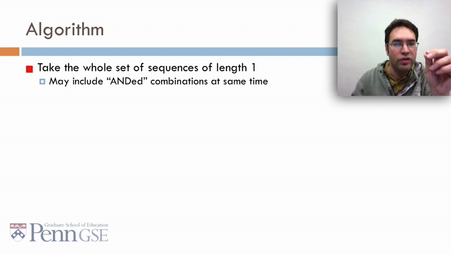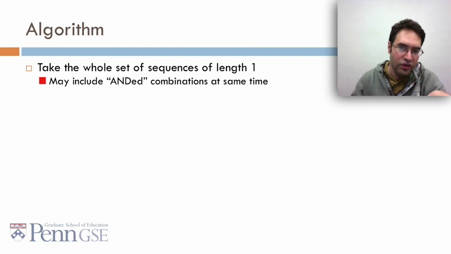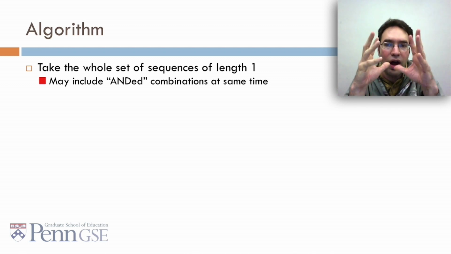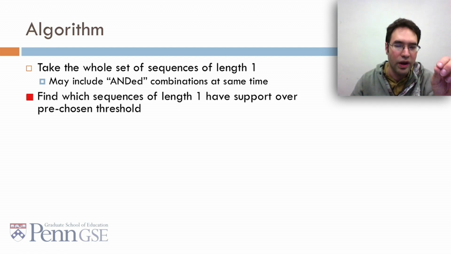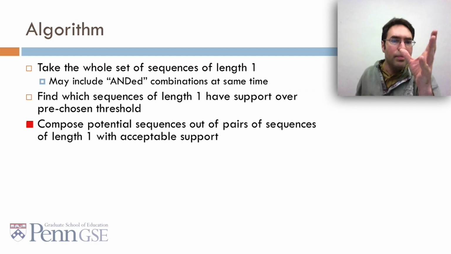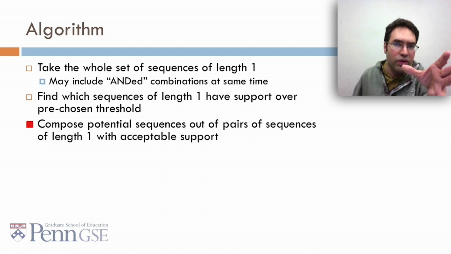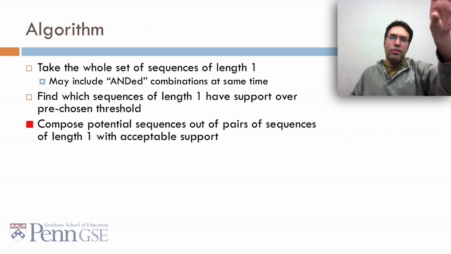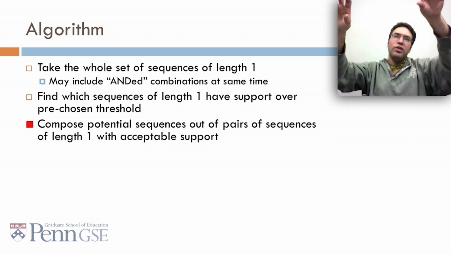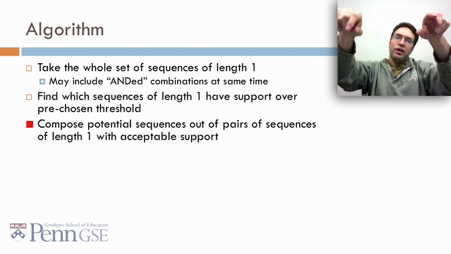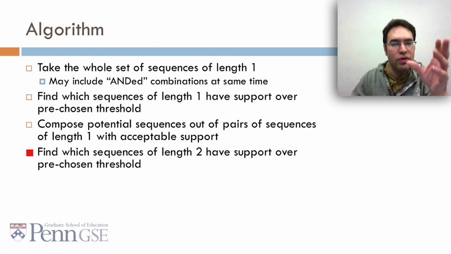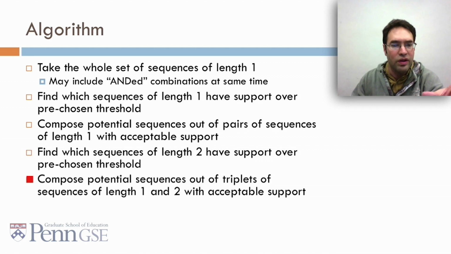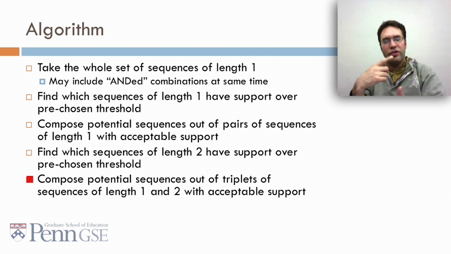We take the whole set of sequences of length 1, which may include ANDed combinations occurring at the same time. For this, we only care about patterns that occur at a given time. We find which sequences of length 1 have support over a pre-chosen threshold. Then we compose potential sequences out of pairs of sequences of length 1 with acceptable support. So for example, if both AB and CD have acceptable support, then we could look at if AB now, CD later, and if CD now, AB later. Then we find which sequences of length 2 that we've created have support over our pre-chosen threshold. And then we compose potential sequences of triplets out of sequences of length 1 and 2 with acceptable support, and so on and so forth.